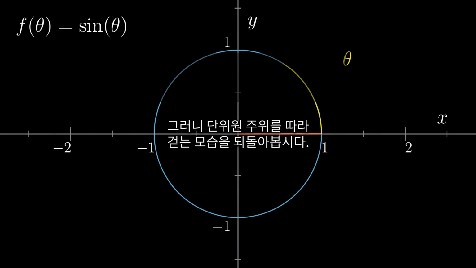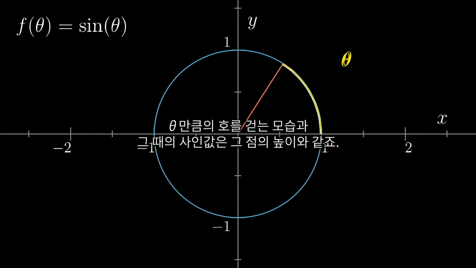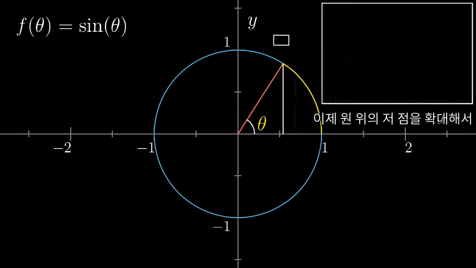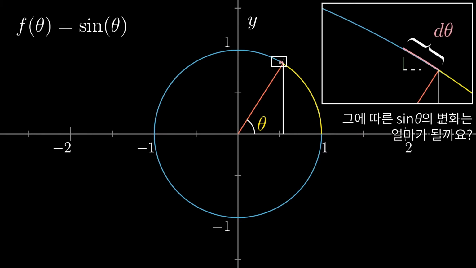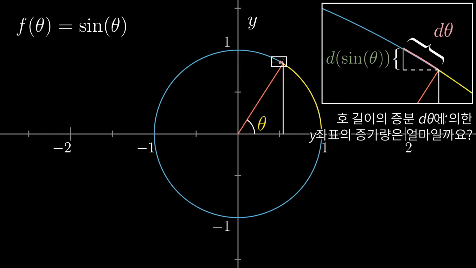So think back to that walk around the unit circle, having traversed an arc with length theta and thinking about sine of theta as the height of that point. Now zoom into that point on the circle and consider a slight nudge of d theta along the circumference, a tiny step in your walk around the unit circle. How much does that tiny step change the sine of theta? How much does this increased d theta of arc length increase the height above the x-axis?